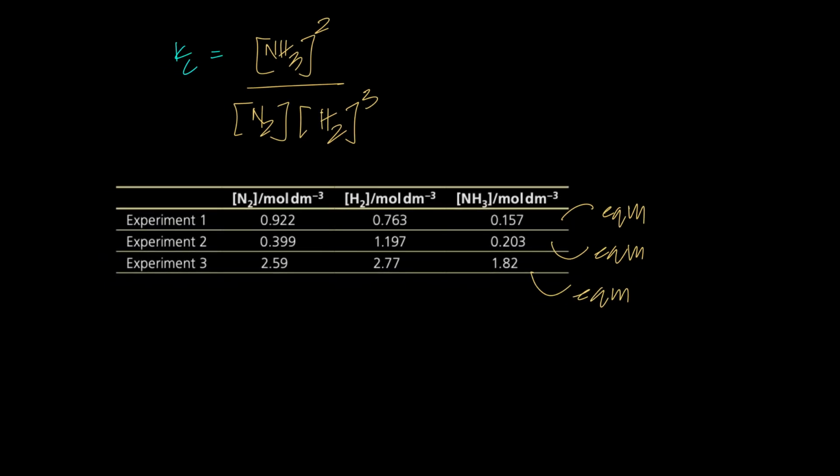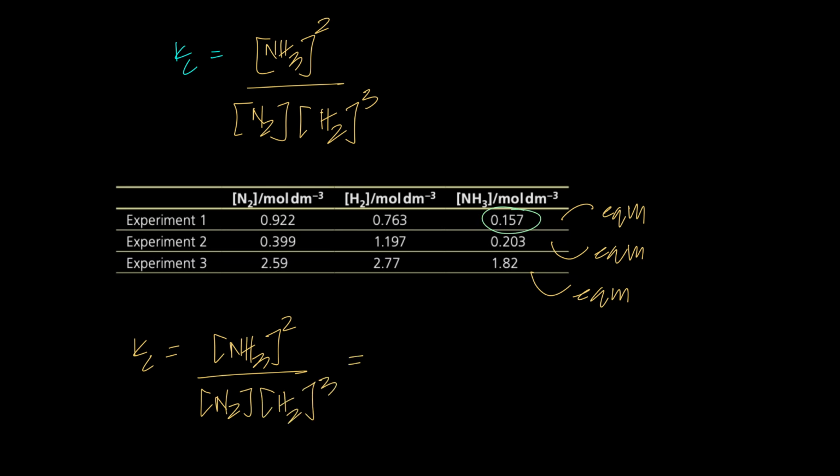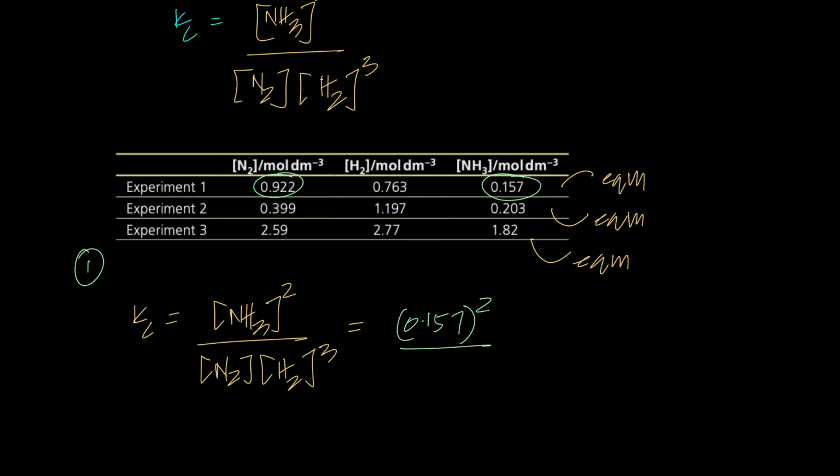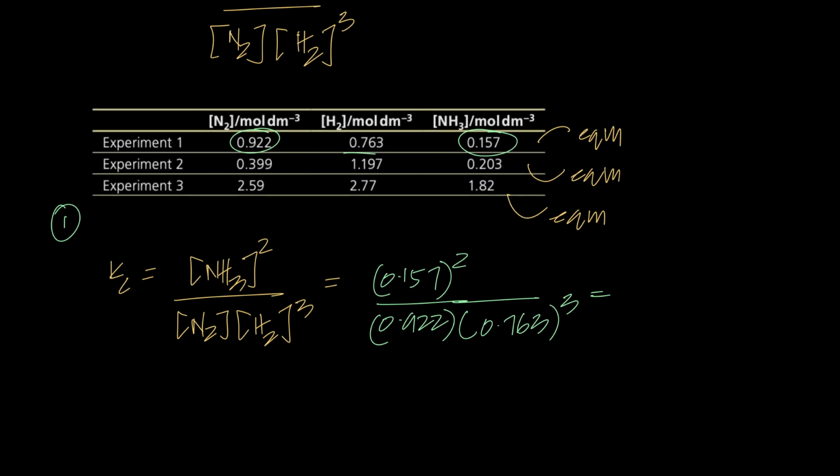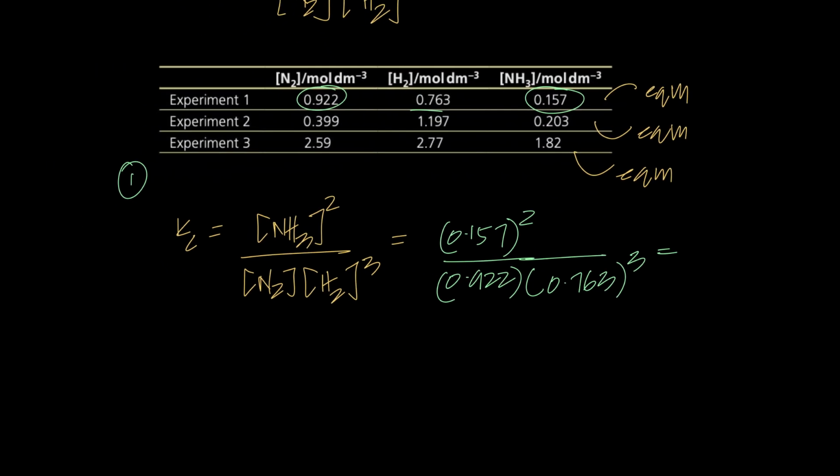Let's start with experiment 1. Kc equals NH3 squared divided by N2 and H2 cubed. What's the concentration of NH3 at equilibrium? I'm doing this for experiment 1, just proving it to you. So it's 0.157 squared, divided by nitrogen's concentration, 0.922 raised to the power of 1, and hydrogen's concentration, 0.763 raised to the power 3. Please calculate this for experiment 1.